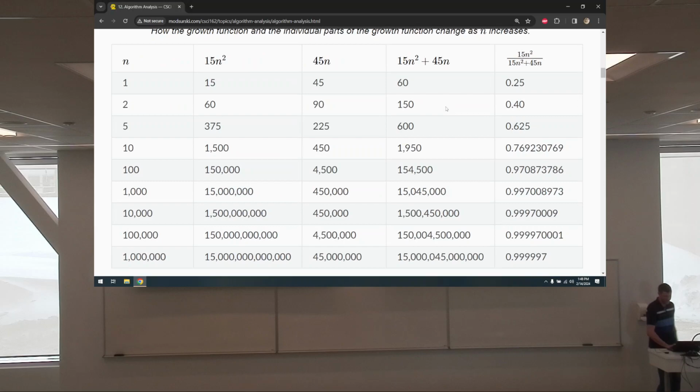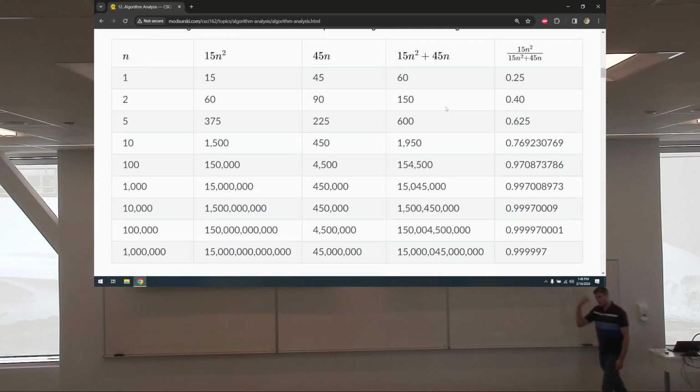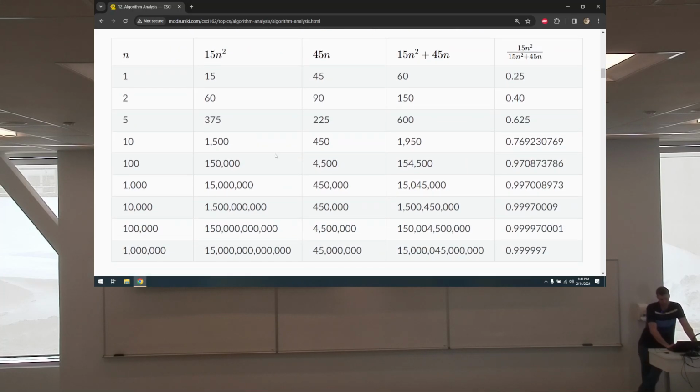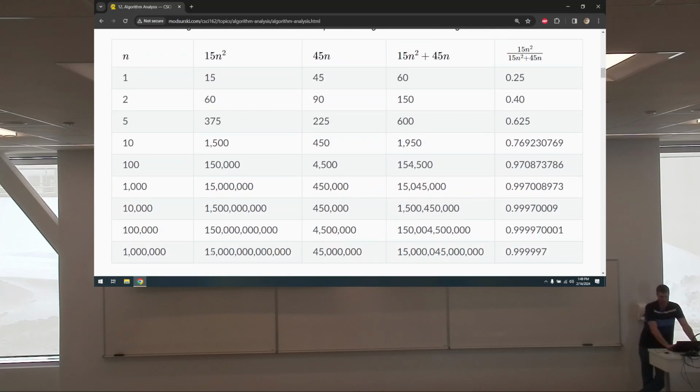And if we keep going, and by the way, when we're talking about these growth functions and time complexity, we usually care about when n is a very big number, all right? So I started with 1. No one cares about what it's like when it's 1. People care when it's like 15 trillion. So when the input size is 1,000,000, the 15n squared part is 15 trillion units of work, and the 45n is 45 million units of work.